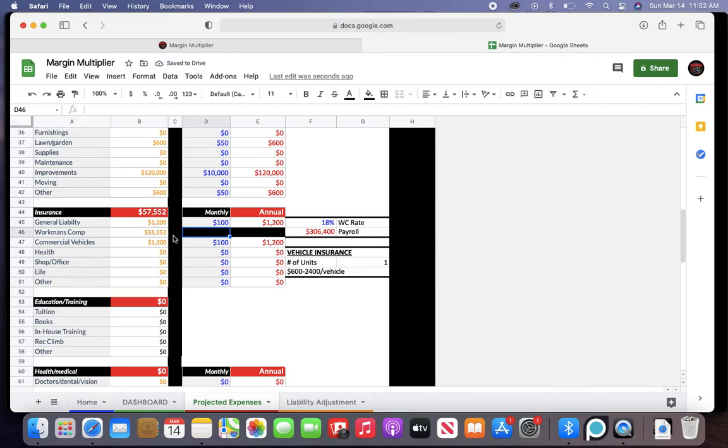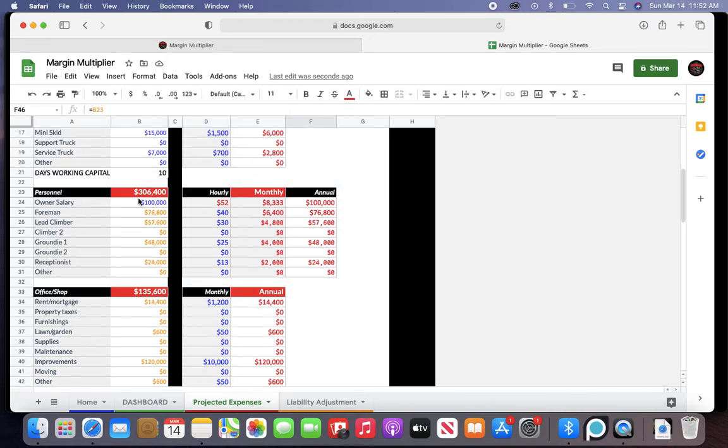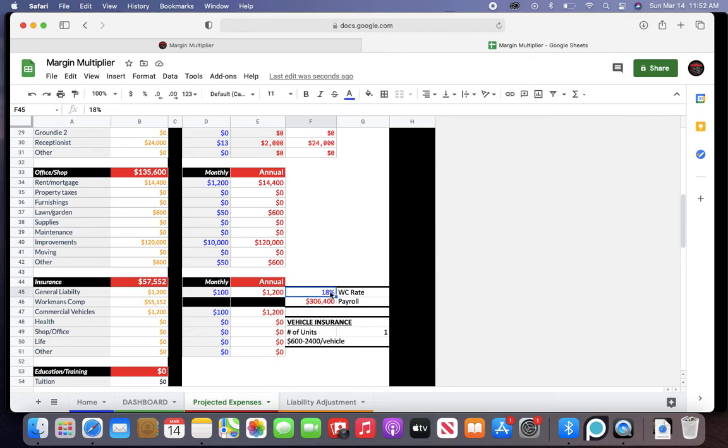Okay, this is going to auto-populate right here. So say your payroll is 306. This is pulling this right off this right here. So 306. Your workman's comp rate is 18%. Maybe you're paying less than that. Maybe you're paying 15%. That's going to auto-calculate your workman's comp right here.